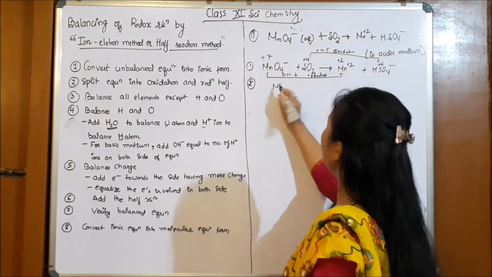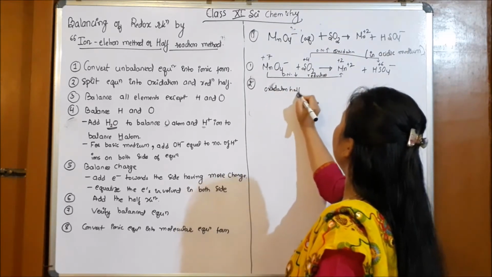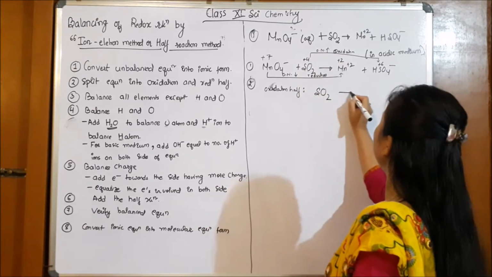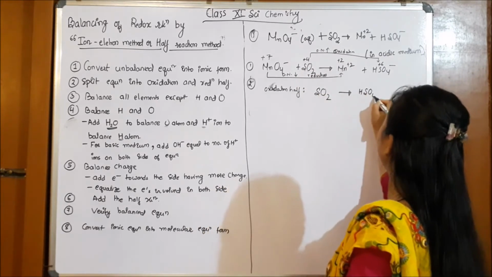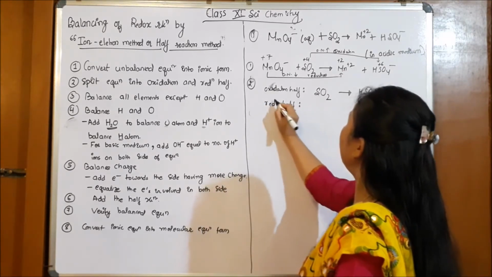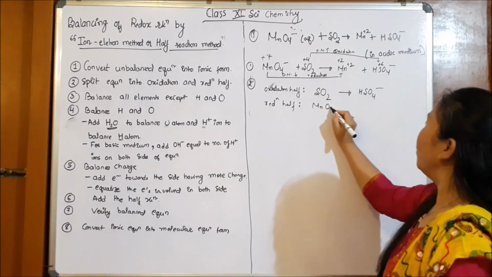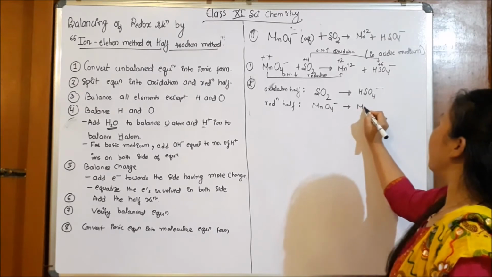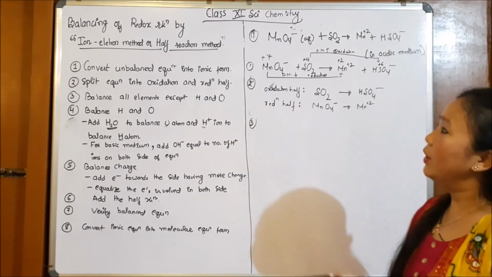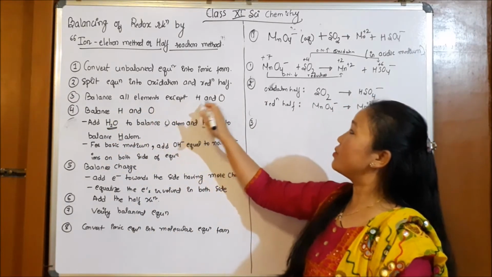So your oxidation half is this, right? SO2 to hydrogen sulfate. Okay, then what is your reduction half? MnO4 minus to Mn plus 2. Okay, now after splitting into two halves, what is the next thing you need to do? Balance all elements except hydrogen and oxygen.